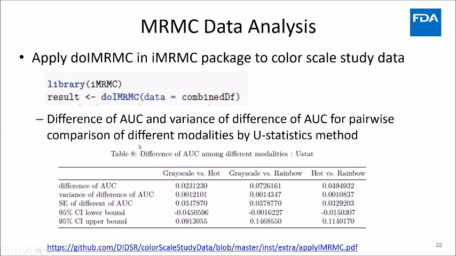And we can also get the difference of AUC and variance of the difference of AUC for pairwise comparison among the different modalities. So here we see grayscale versus hot iron, grayscale versus rainbow, and hot iron versus rainbow. Based on this result, we can construct the 95% confidence interval for the difference of AUC. Since all the confidence intervals contain 0, there's no significant difference among those color scales.